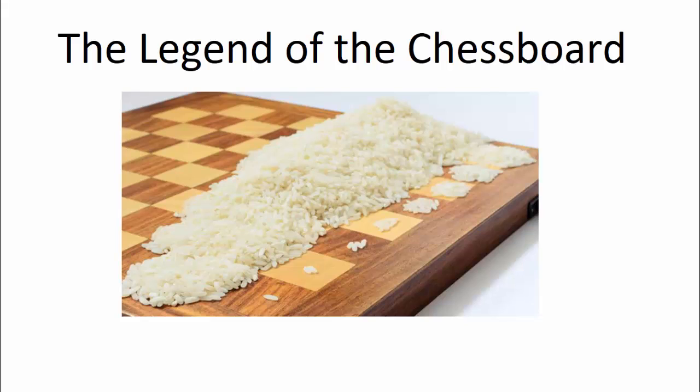The legend of the chessboard shows us how powerful the concept of doubling can be. Starting with just one grain of rice, and then repeatedly doubling the number of grains put on the next square, the chessboard is quickly overwhelmed by the amount of rice.